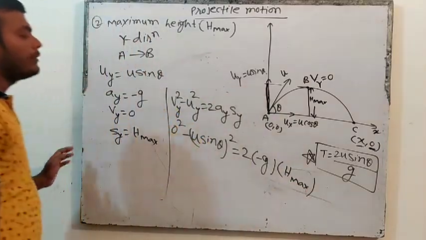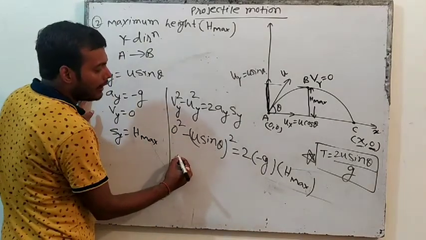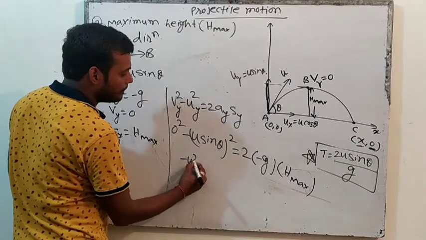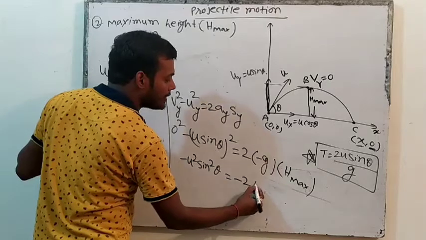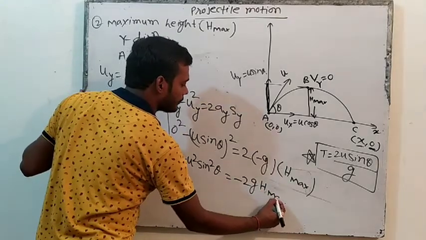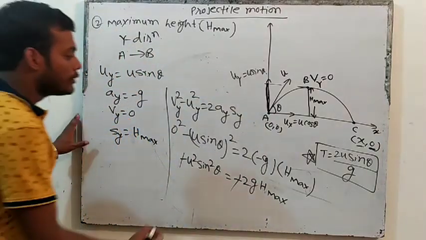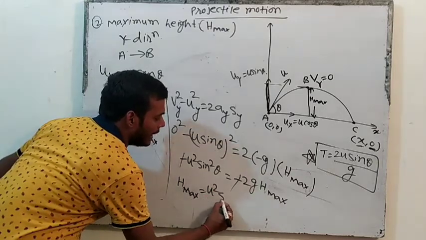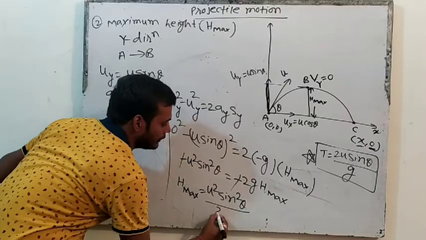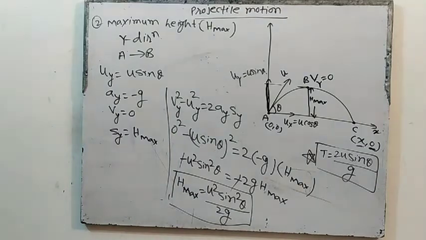How much is the displacement in y direction? H max. So what will this be? Can we say that this is 0 square, 0, and this is u square sin square theta? There is a minus, so I will add minus also, and this is minus 2g H maximum. Minus and minus cancel. So what will be H maximum? H maximum will be equal to u square sin square theta by 2g.